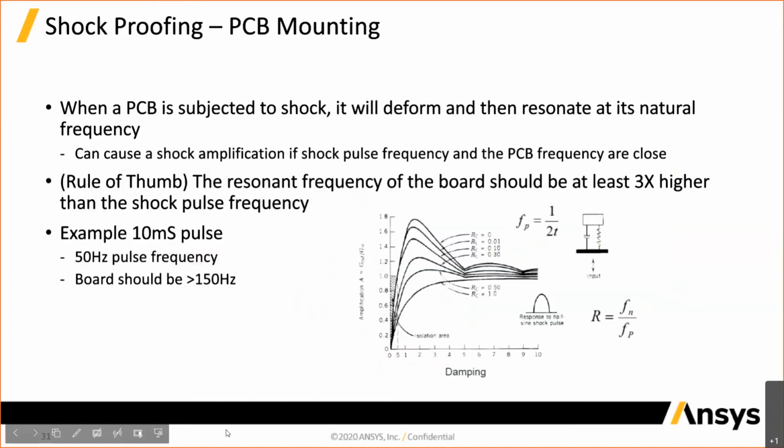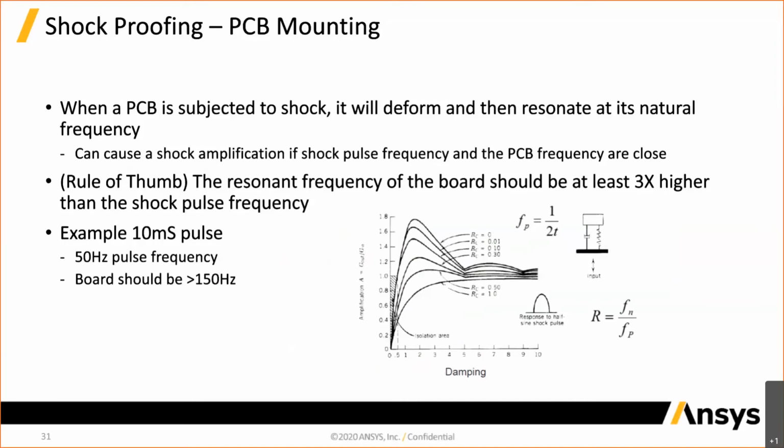But when you're designing for shock, the rule of thumb is 3x the shock pulse frequency. And the shock pulse frequency is where you take the duration of the shock, and it's essentially just 1/2t. Since it's a half sine, you got to multiply the duration by 2 and reciprocate, and that gives you your shock pulse frequency. So a 10 millisecond pulse is a 50 hertz shock pulse frequency. And the rule of thumb is you want to be 3x that. So for your board, if you know it's going to be 100 Gs at 10 milliseconds, you're going to want your natural frequency of your board to be at least 150 hertz.